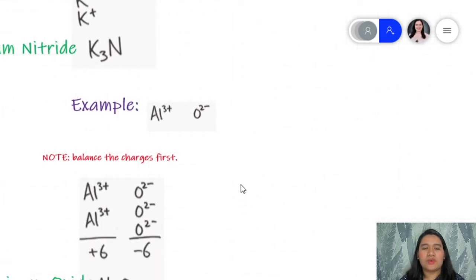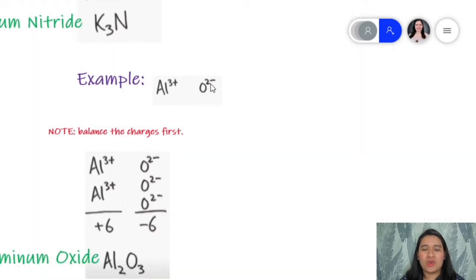Okay. So once we get the charges, we should balance the charges. So Al3O2. Since oxygen is lesser than aluminum, we will add more oxygen. Okay, so we have here O2 negative and Al3 positive. So we will add another oxygen. So O2, 2 plus 2 is 4. And this is 3. Okay?